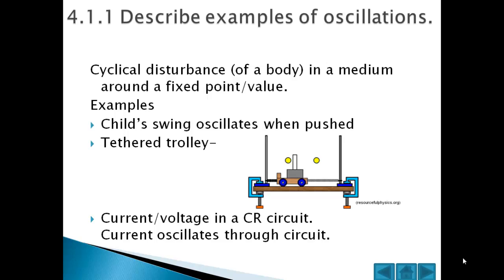Voltage in a CR circuit: when the current moves around in an AC circuit, it goes one direction, then back again, then one direction and back again. This is also an oscillation.